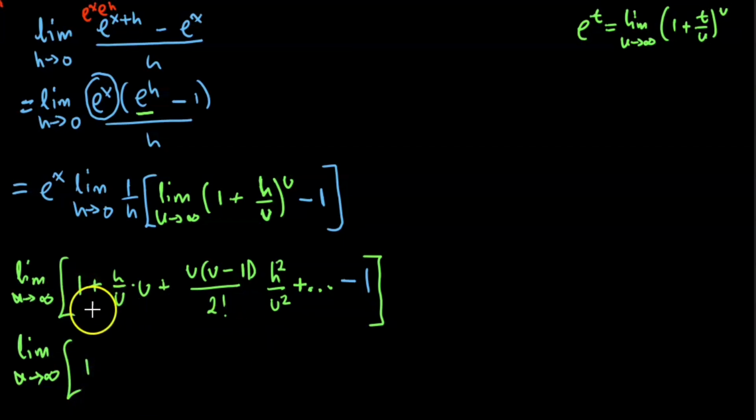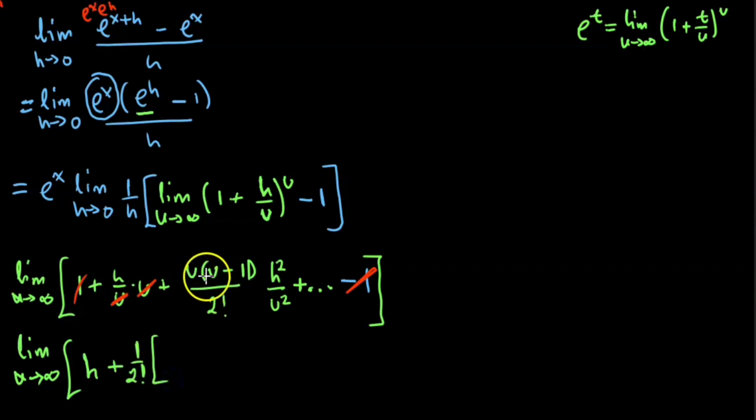Now notice that 1 minus 1 will cancel, that is 1 minus 1 will be 0, so maybe I will not write the 1 over there again. Then also notice that the u cancels out with u, leaving us with h. So this is h right here. Then plus, in here I'm going to write the 1 over 2 factorial like that.